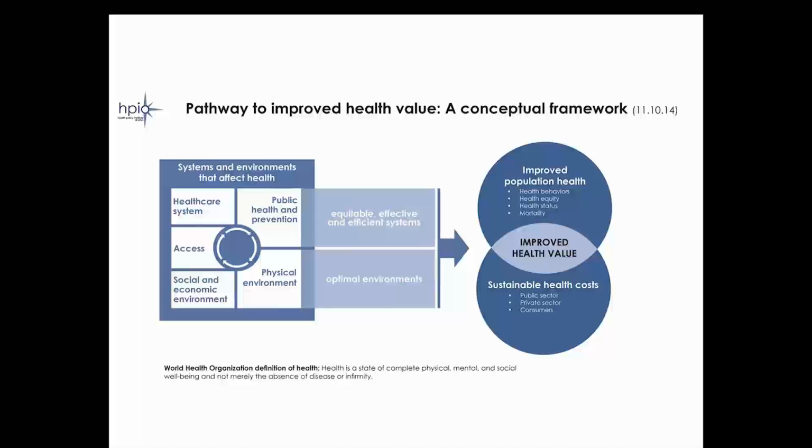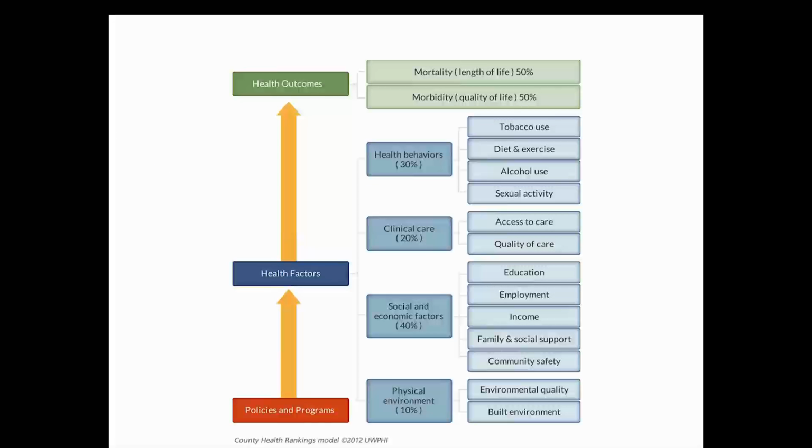So we started this journey by first developing a conceptual framework with input from the Health Measurement Advisory Group. And we started that by first looking to existing population health frameworks, like this one from County Health Rankings and Roadmaps, which was very helpful. America's Health Rankings has a similar model. So we looked at those models first.